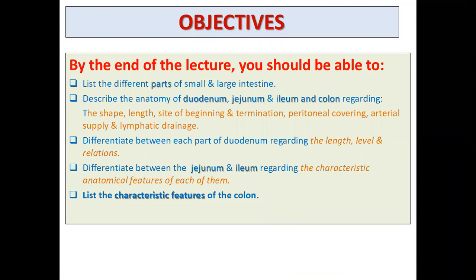Along with that, we'll also study the large intestine, which is also called the colon. This is in relation to the shape, length, beginning, termination, peritoneal coverings, blood supply, as well as the lymphatic drainage. Then we'll try to differentiate between each part of the small intestine, specifically the duodenum, jejunum, and the ileum. Then we'll study some of the typical features of the large intestine.